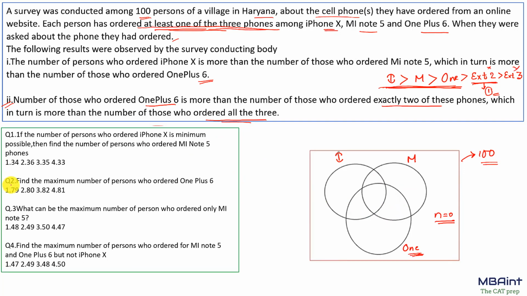Let me erase all this. Now let's see question number 2. It says find the maximum number of persons who ordered OnePlus 6. And if you look into the options that we have, it is near about 80. Now as we have to maximize OnePlus, we'll try to put all the values in the shared region, that is the exactly 2 and exactly 3 region.